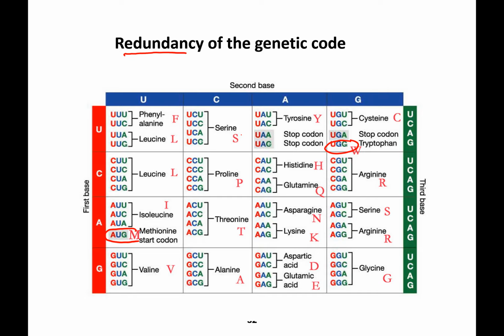Serine actually has, there it is, six. Leucine, where's leucine? Leucine also has six. And that means that multiple DNA or RNA sequences can code for the same protein.